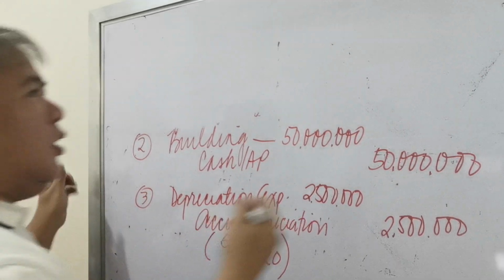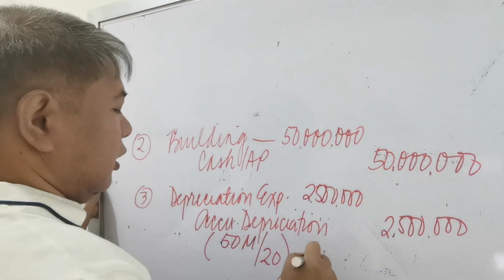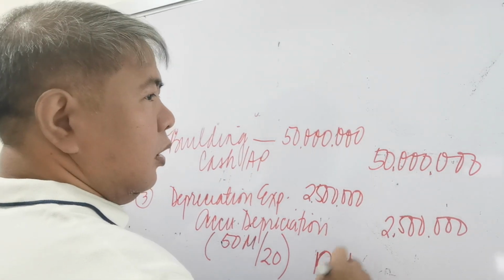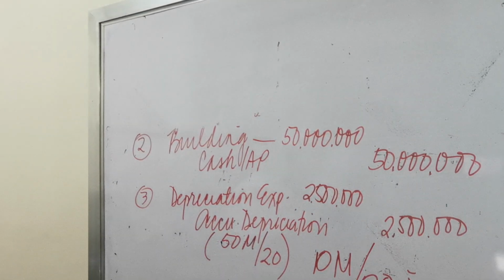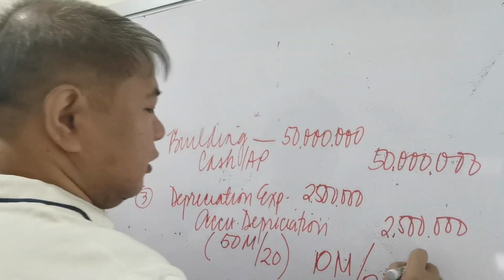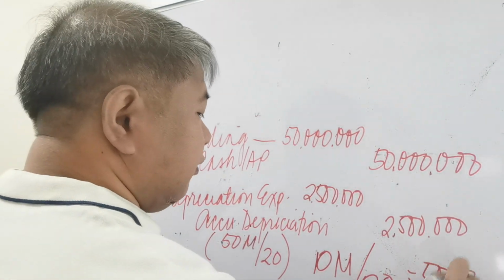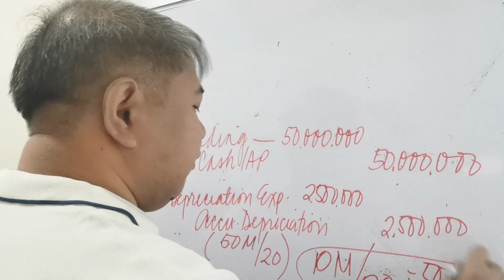So how much will that be? That's essentially 10 million divided by 20. So that would be 500,000, right? That's 500,000. So this is the amount of income that we will recognize every year.